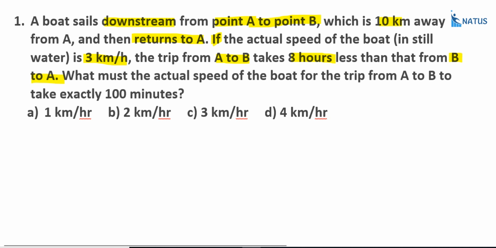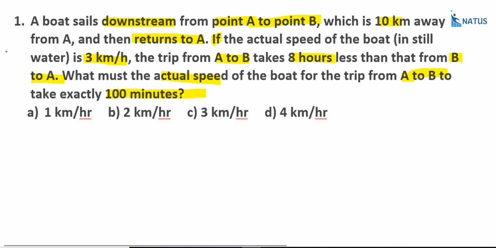Now, what must the actual speed of the boat be if a trip from A to B takes exactly 100 minutes? See, what is the question? If the boat speed is 3 kilometers per hour, then the time taken downstream is 8 hours less than upstream. But what is the question? What must the actual speed of the boat be for the trip from A to B to take exactly 100 minutes? See, it's a very simple one. It's a boats and streams concept.